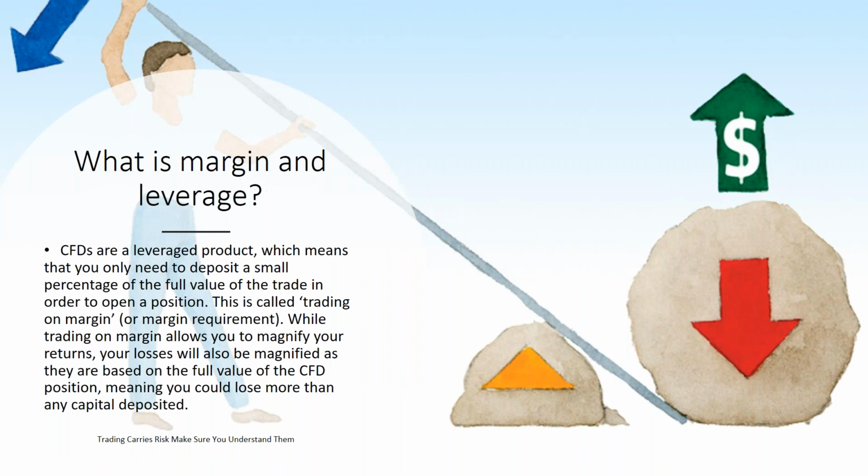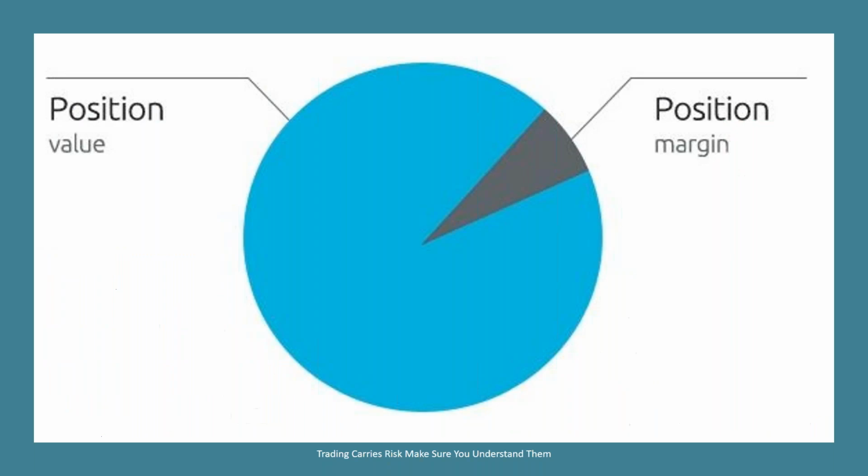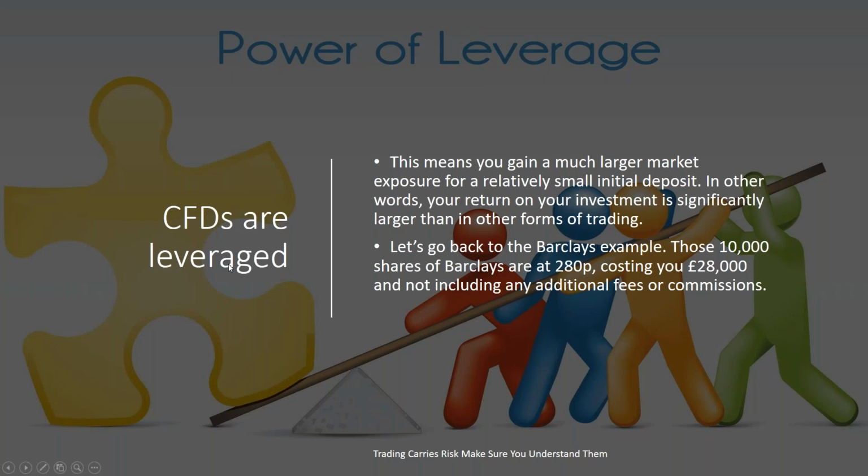CFDs are a leveraged product, which means that you only need to deposit a small percentage of the full value of the trade in order to open the position. This is called trading on margin. While trading on margin allows you to magnify your returns, you also magnify your losses. But you can open up a lot larger position for a smaller amount of cash because your margin is a very small percentage of the value of the position. This means you gain a much larger market exposure for a relatively small deposit. In other words, your return on your investment is significantly larger.